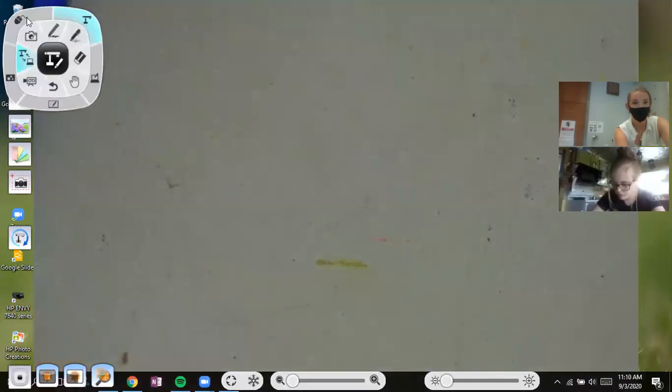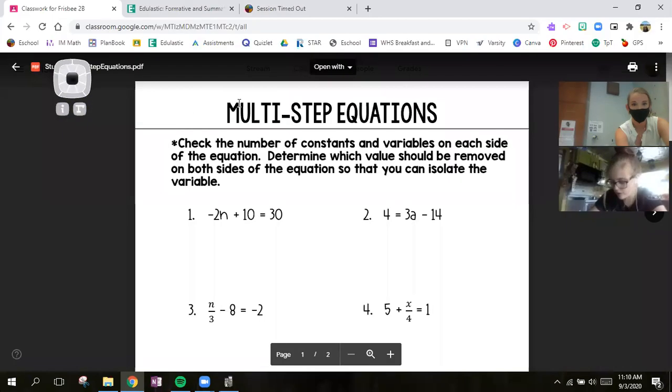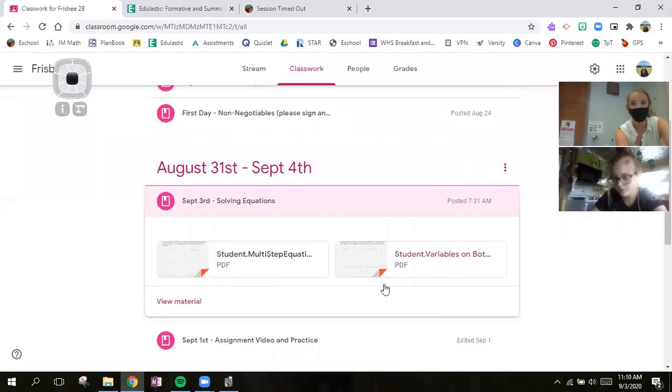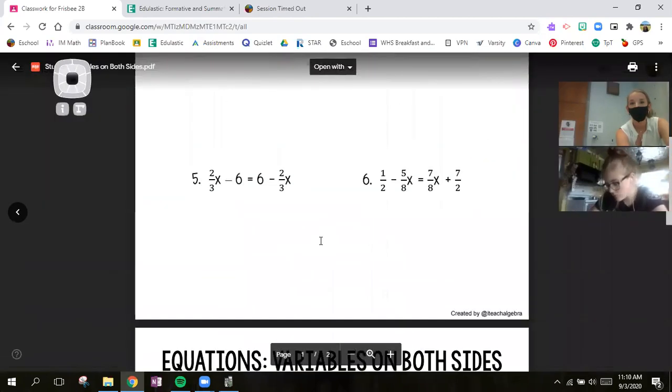Which page is it on? It's on the next page in Google Classroom. When you're in that, it's the second PDF that was in there. So just 2 and 4. 2, 3, 4, and 5.